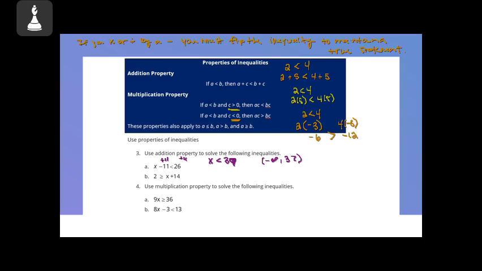Next, we have 2 is greater than or equal to x plus 14. Now, the x is on the other side. Doesn't matter. We can still do this as minus 14 on both sides. So I get negative 12 is greater than or equal to x.